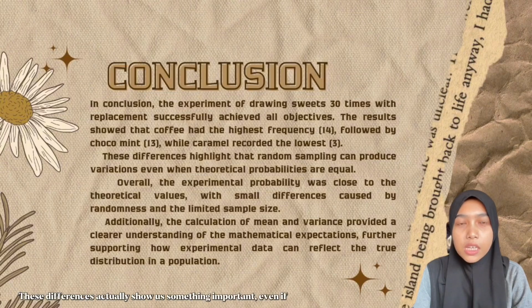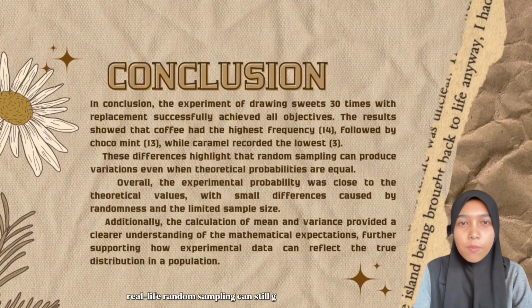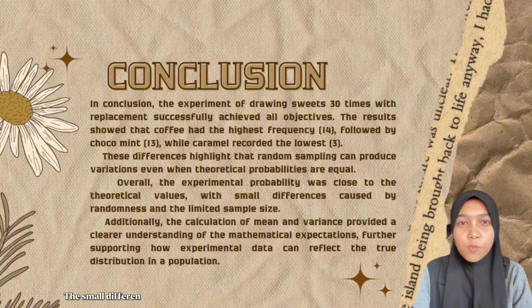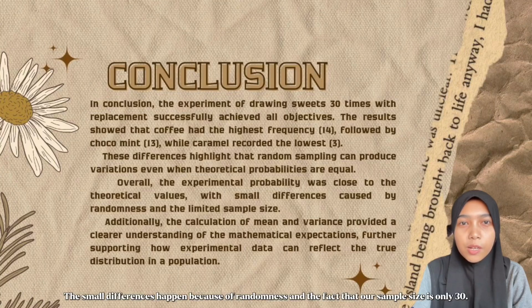These differences actually show us something important. Even if the theoretical probabilities are supposed to be equal, real-life random sampling can still give slightly different outcomes. Overall, our experimental probability is still close to the theoretical one. The small differences happen because of randomness and the fact that our sample size is only 30.